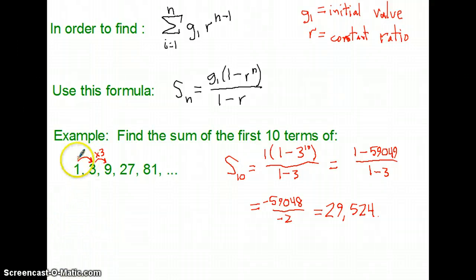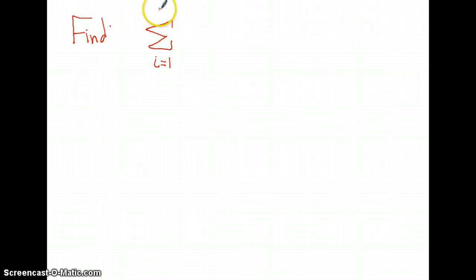Now, I gave you this problem in terms of here's the sequence, find how to add it up. Sometimes they'll give it to you in this format. So let's do another one. I'll just say find the sum of the first 8 terms of the sequence 1/2 times, oh, I don't want to use 3 again. How about 4 to the n minus 1 power?